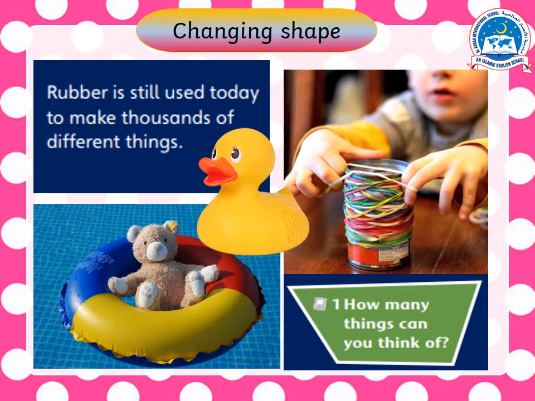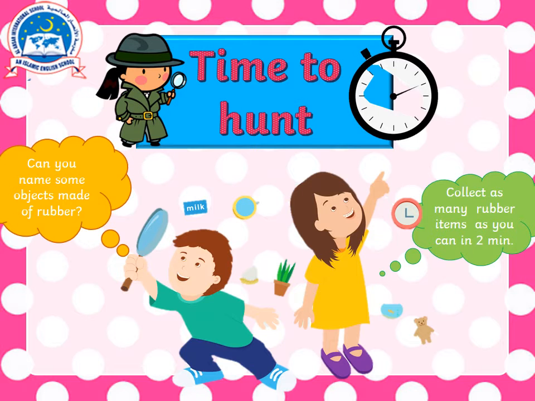Look around you. How many things can you find? Name them. You can pause the video and look around you. Let's have a little game. It's time to hunt. Let me give you 2 minutes. You can set the timer or your clock, and let's start hunting for things that are made of rubber.